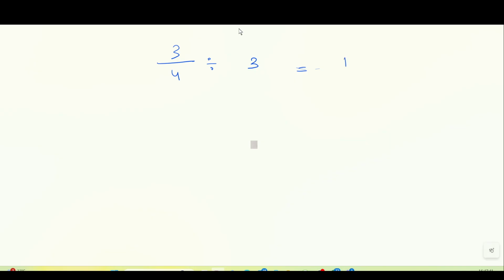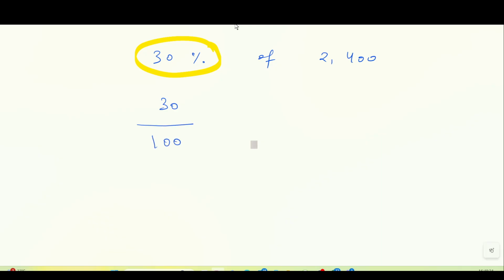Very good. You got 1/4. Absolutely correct. Because of 3/4, then you convert it into multiplication, and if you flip this, it will become 1/3, and 3 cancels, and 1/4 is your answer. Absolutely correct. So we are going to cover all types of questions.